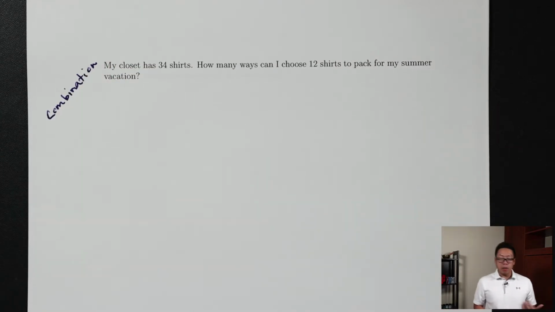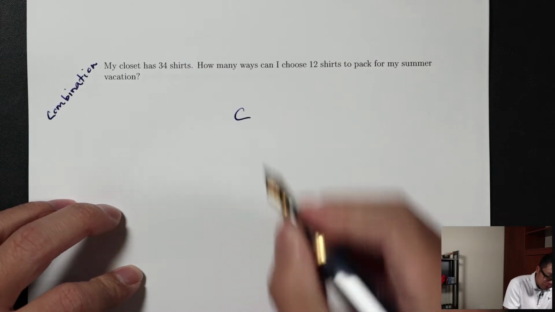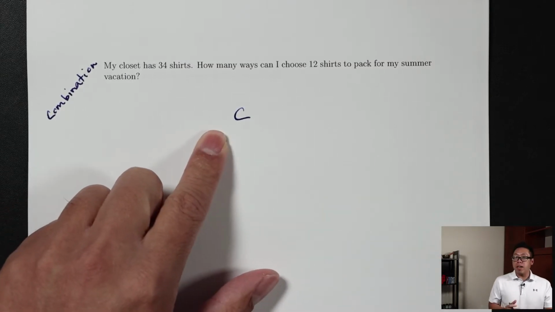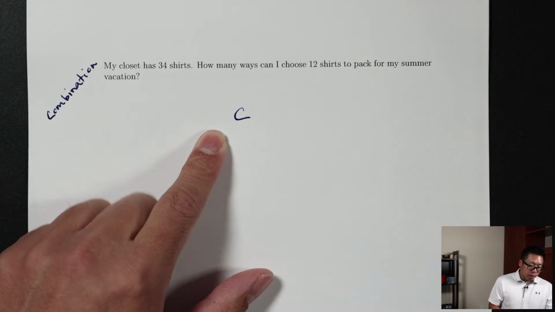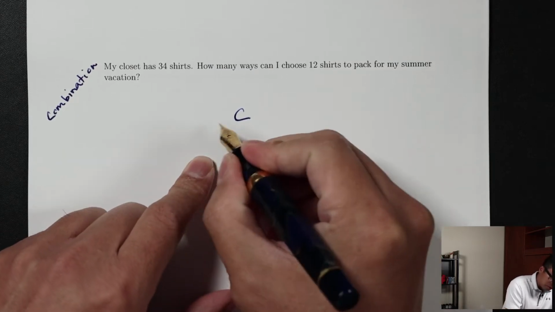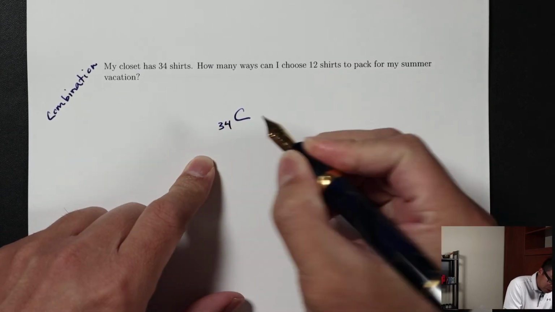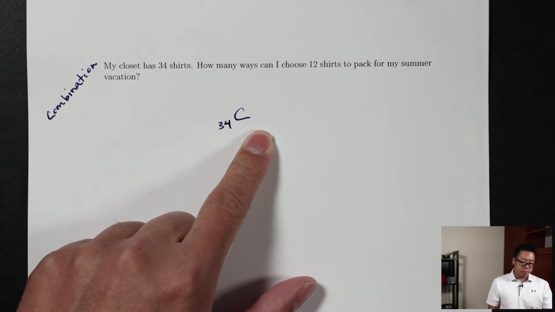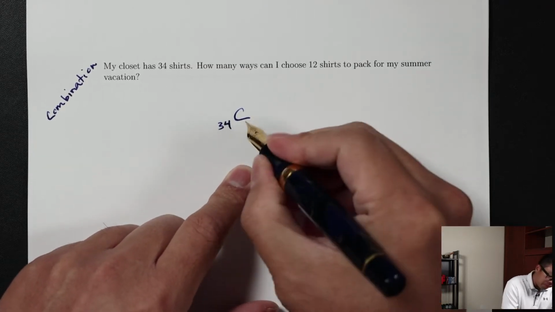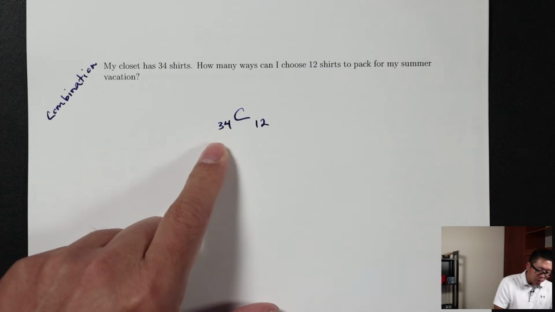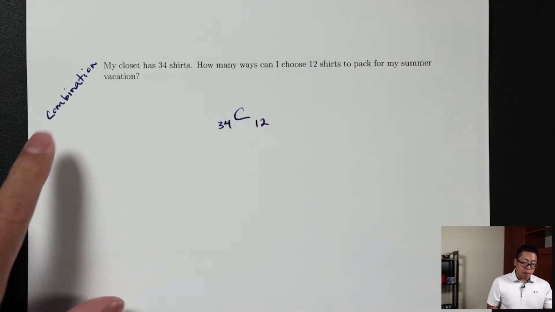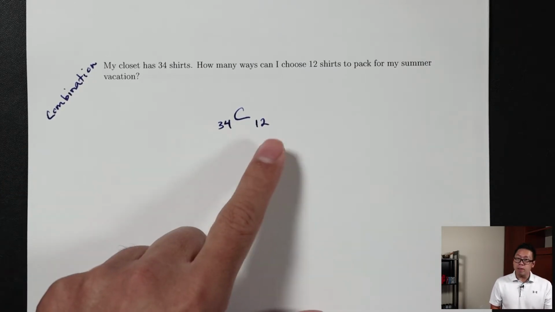For combinations, the final answer is going to be something, choose something. First number is the total that I have to choose from. I have 34 shirts total, so 34. Second number, how many am I choosing? So I want to choose 12 shirts. So 34 choose 12. For a combination, we are going to use our calculator and get a final answer.